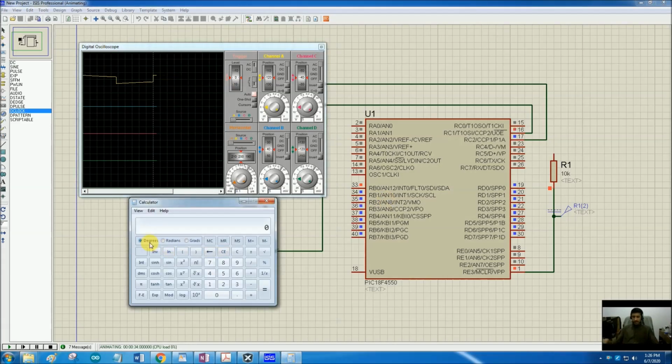12 microseconds means 1 over 12 into 10 to the power 6, which is 83.333 kilohertz. But we gave a frequency of 83 kilohertz. And what is the time period for 83 kilohertz? 83 to the power 3 inverse, into 1000000, that becomes 12.048 counts. Now this is not a whole number. We can get only a whole number in a count with the precision of 1 microsecond.